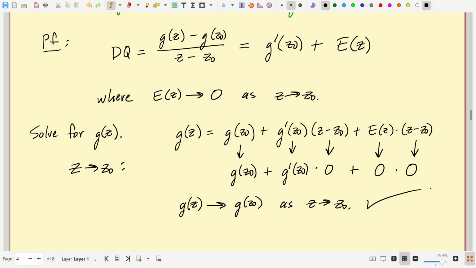Check. And that's basically the proof you'll see in your freshman calculus book, in a careful book. Questions about that?